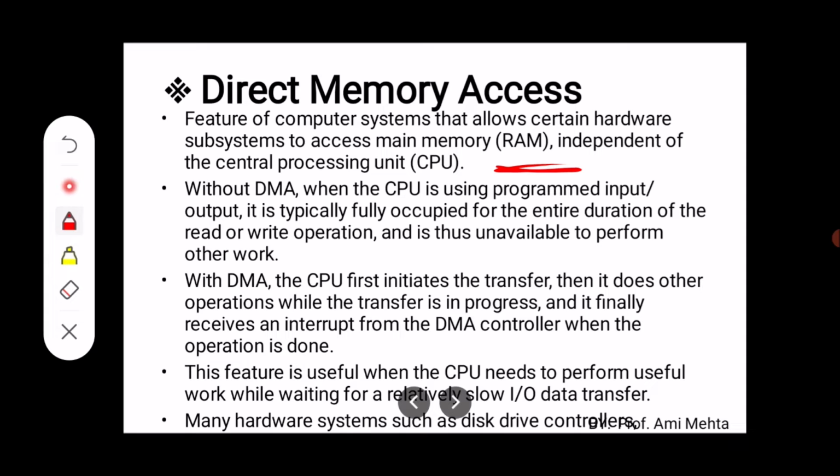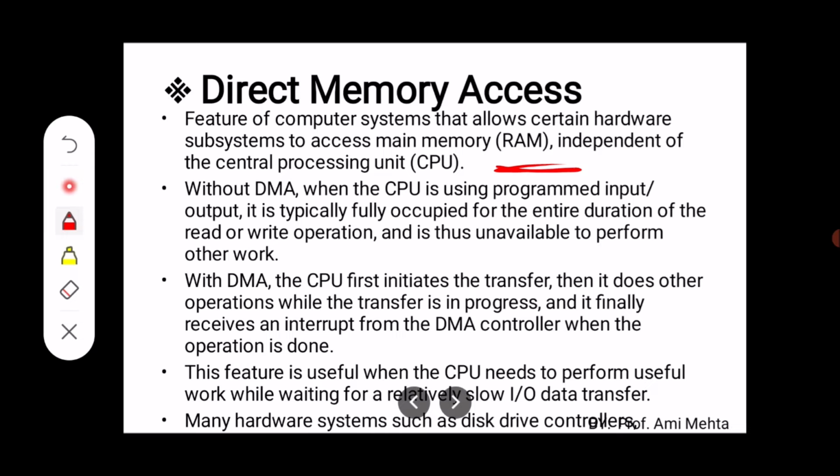With DMA, the CPU first initiates the transfer, then it does other operations while the transfer is in progress, and it finally receives an interrupt from the DMA controller when the operation is done. Which means now the CPU hands over some tasks to DMA. So first it assigns some tasks to DMA. When it completes, DMA calls it back to say that this particular task is completed.